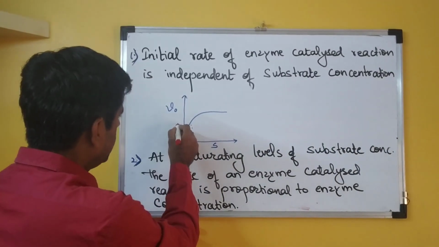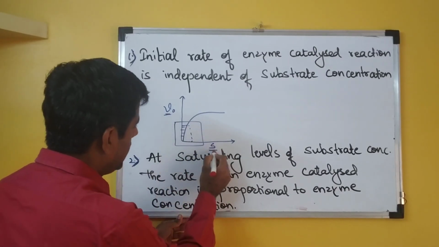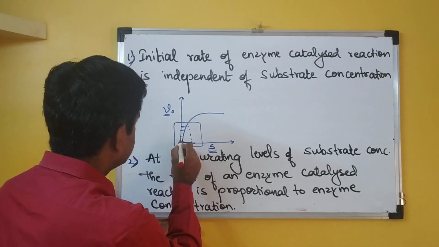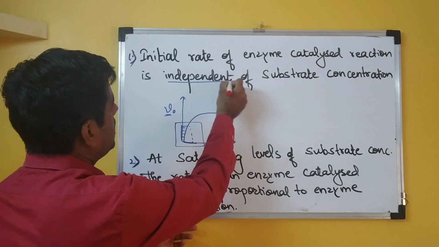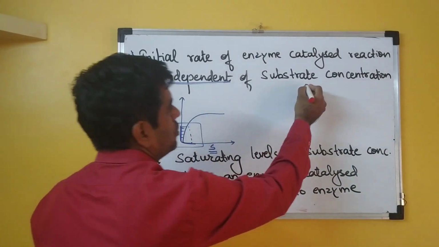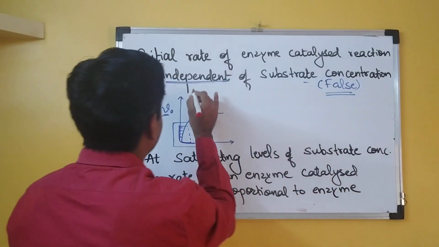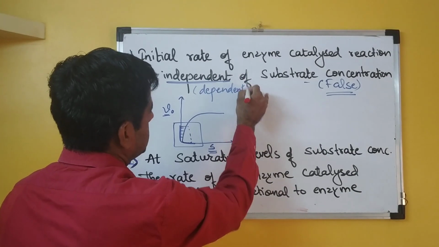So in the initial part of the reaction, the velocity is dependent on the concentration of the substrate. You change the concentration of the substrate, and the velocity also changes. Here it states that it is independent of the substrate concentration. So this statement is false, because in the initial part it is dependent on the concentration of the substrate.